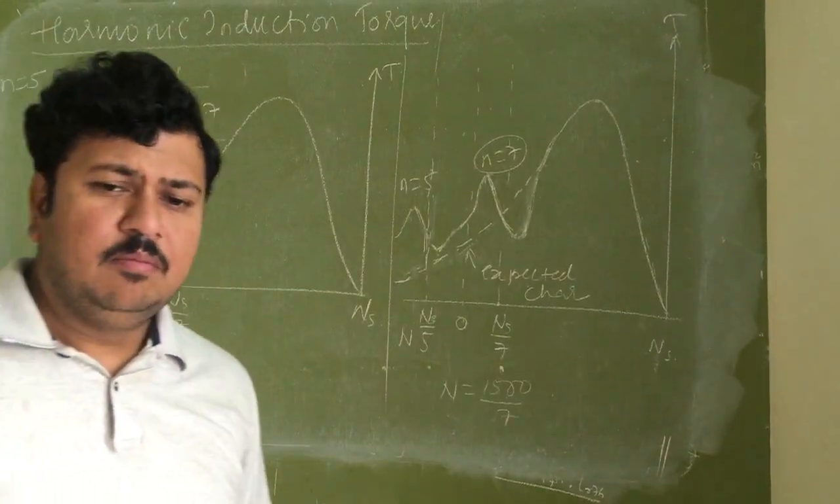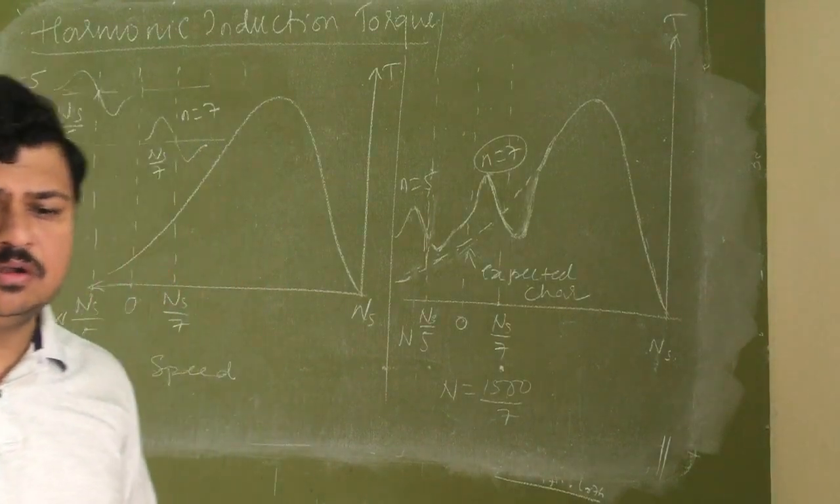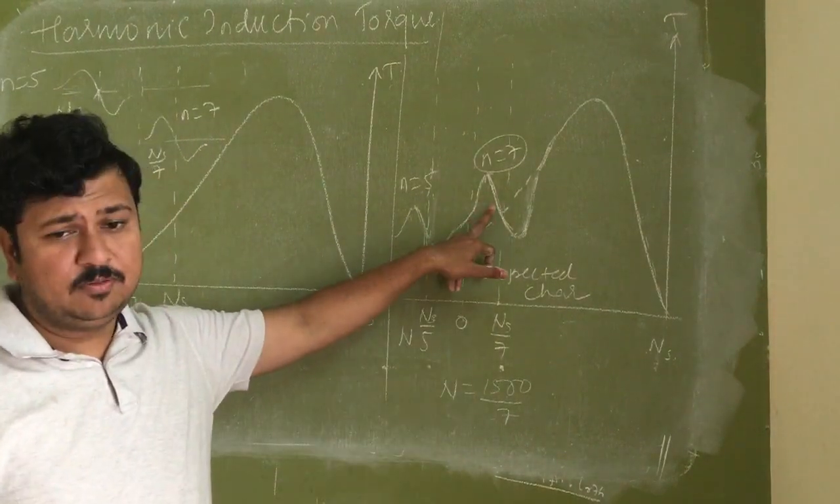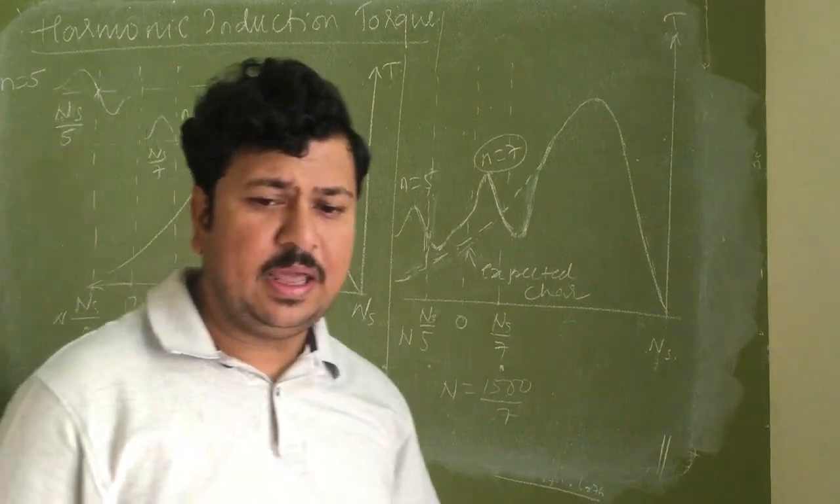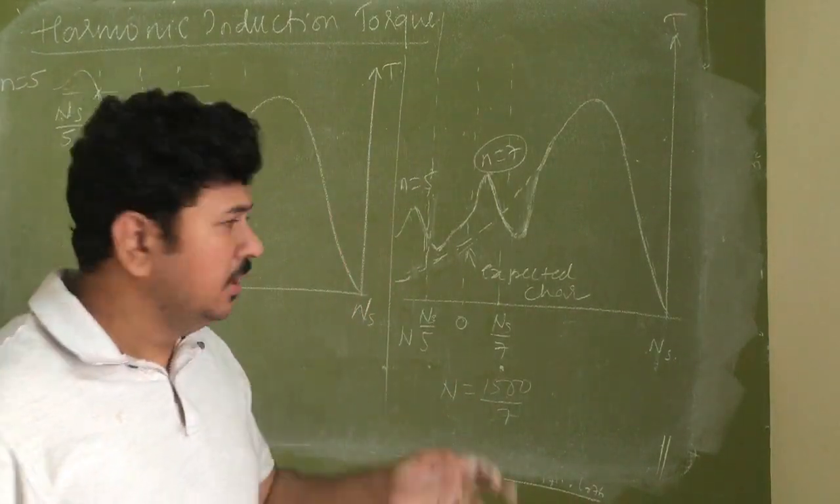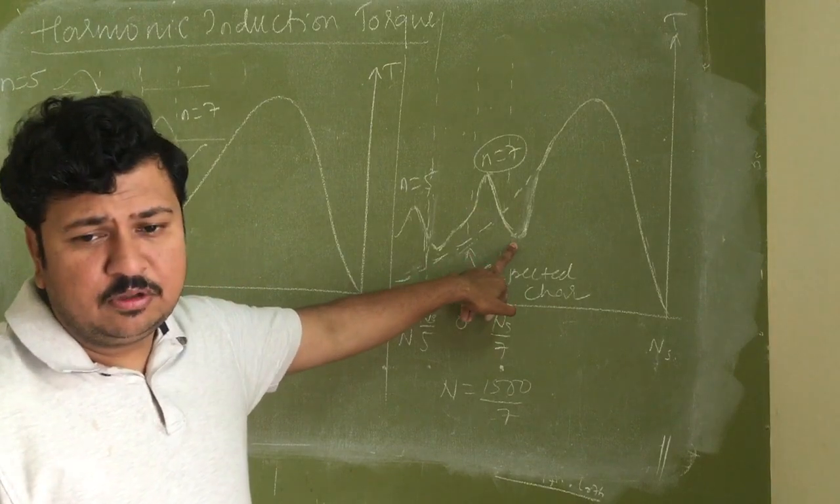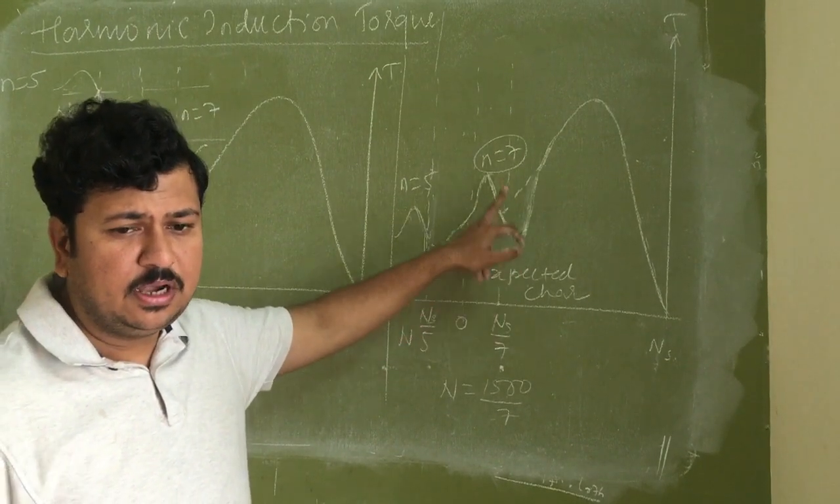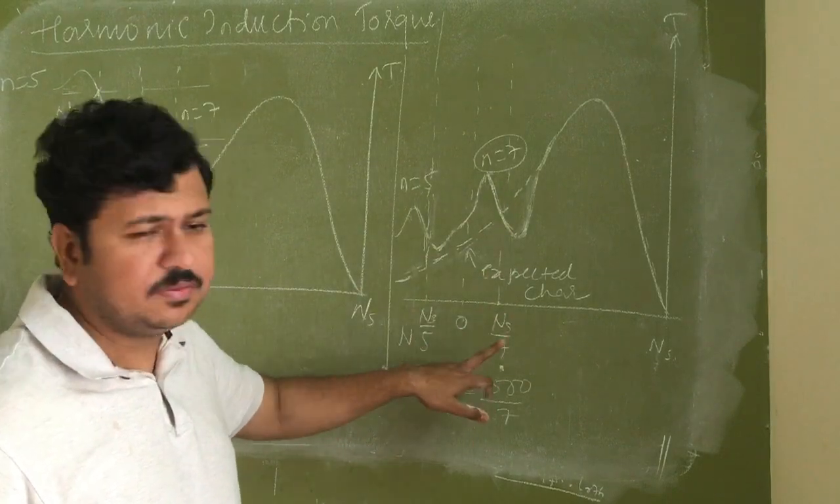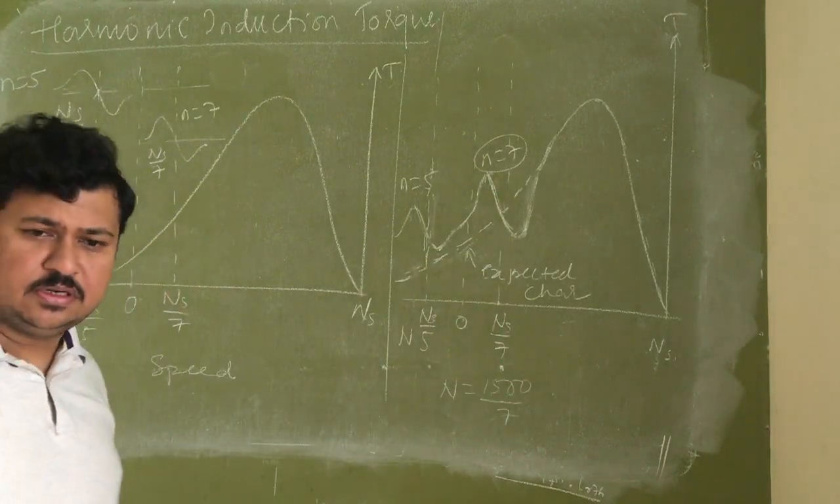It is giving me more than the required load torque. But whereas the seventh order harmonic is giving me a large dip in the characteristic, showing that the torque produced because of the seventh order harmonic is much less than the load torque requirement at a speed equal to ns by 7 or nearly equal to ns by 7.